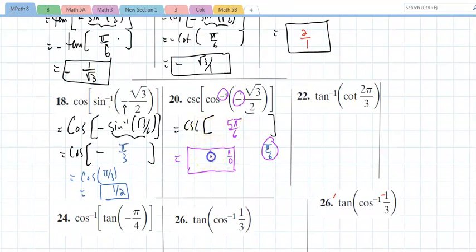Hypotenuse over opposite, 2 over 1 for pi over 6. And in 5 pi over 6, is cosecant positive or negative? That would be positive because sine is positive.